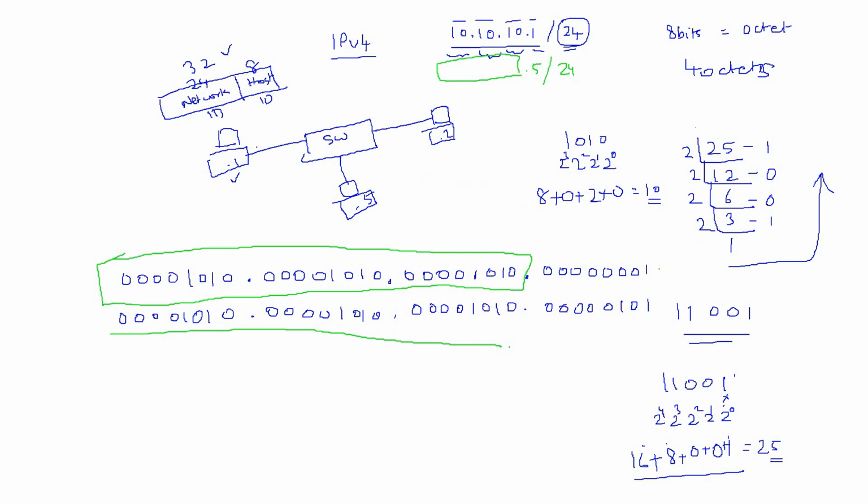Host ID has to be different. No two devices on any given network should have the same host ID, because host ID is what will uniquely identify it in the network. Which in this case it very well does. So this is 10.10.10.1, this is 10.10.10.2, and this is 10.10.10.5. So they all belong to the same network, but they have a different host ID.